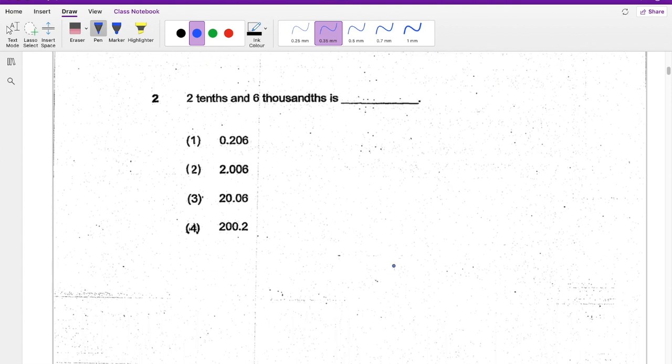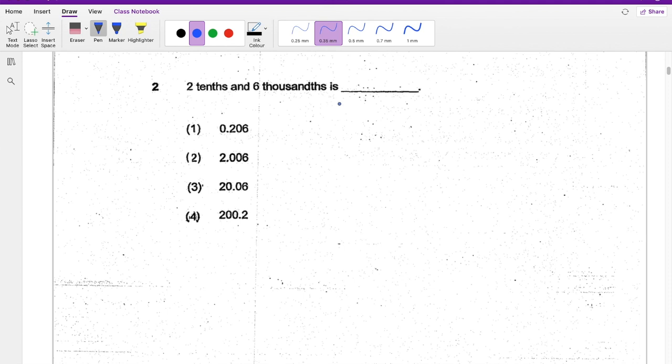Second question, 2 tenths and 6 thousandths is what decimal? Okay, we know that a tenth is 1 like this, which also means 0.1. Thousandth means 1 over 1,000. This is also equal to 0.001. So with this one, we know that it is 0.206.